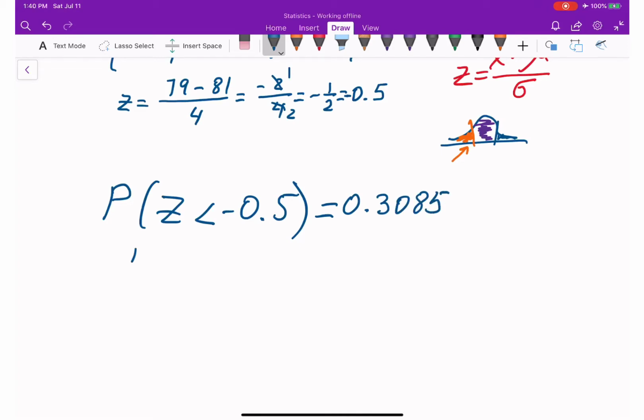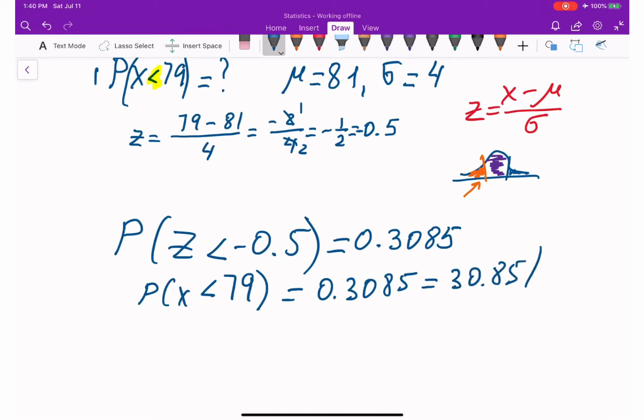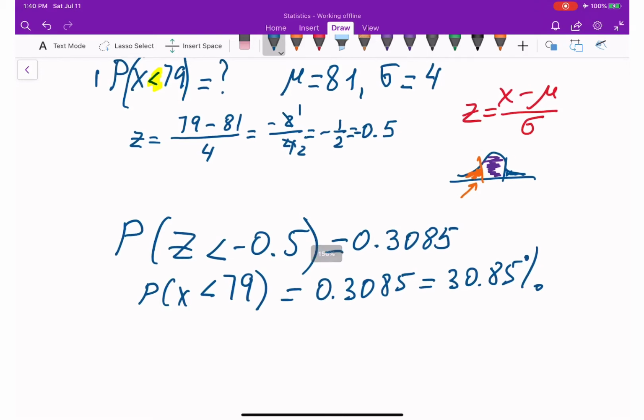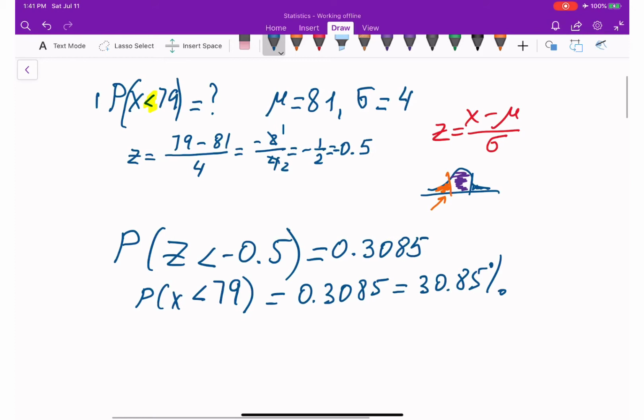That means probability of x less than 79 is equal 0.3085, which means 30.85%. So there is almost 31% that x is less than 79. All right, so this is first problem. Moving to next one.